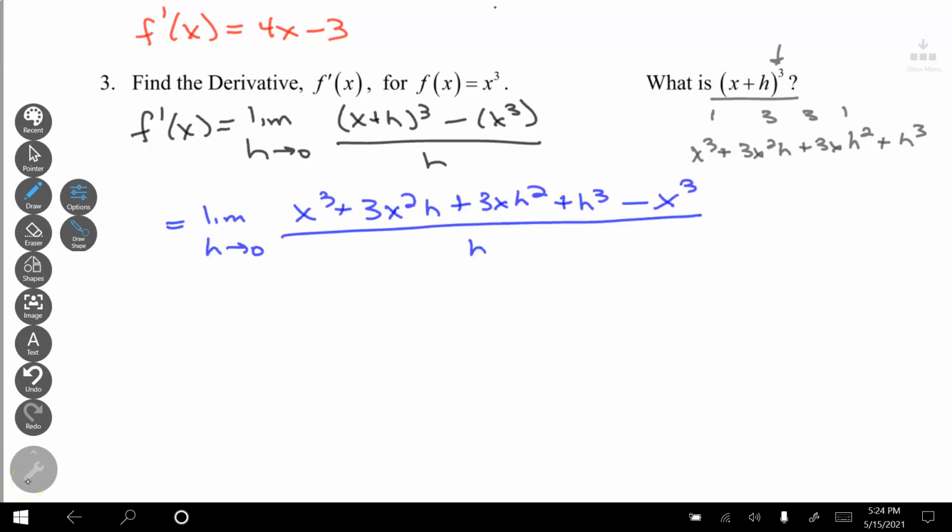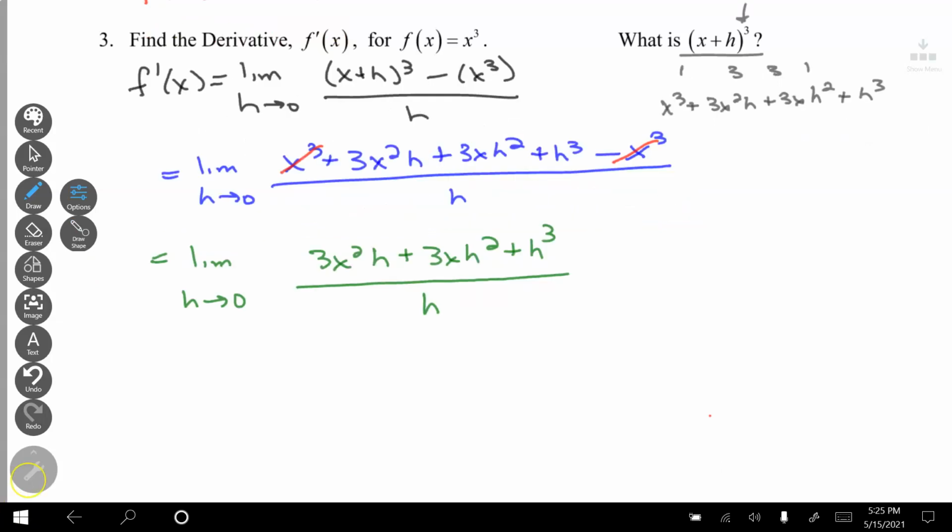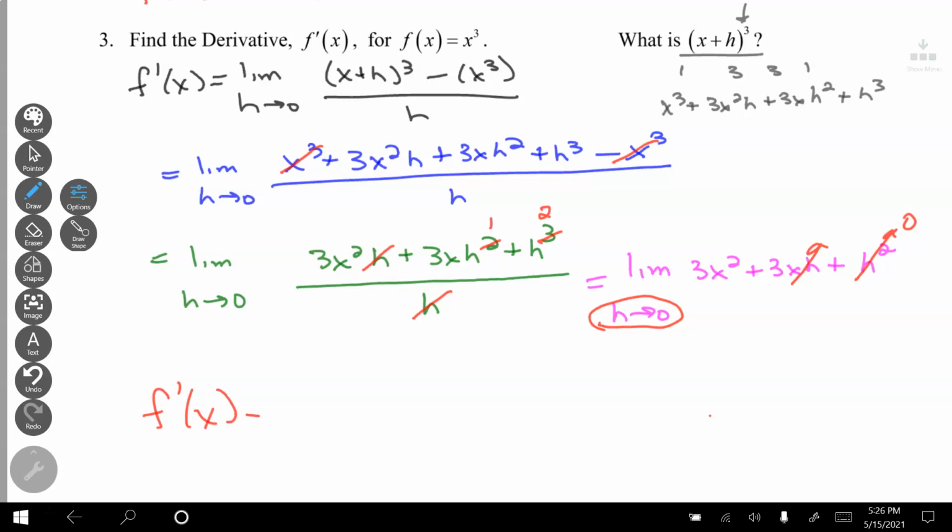So I put in my problem, and I can cancel everything in the numerator that doesn't have an h. Bye-bye, bye-bye. I can rewrite it. And now I can cancel one h in every term. That h goes away. That h goes away. It becomes h to the first. This becomes h to the second. And now that I don't have that fraction any longer, I can plug in my h equals 0. Well, there's an h here that goes to 0. There's an h here that goes to 0. And I finally get f prime of x is equal to 3x squared.